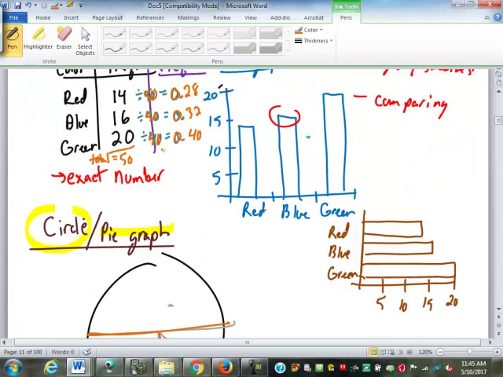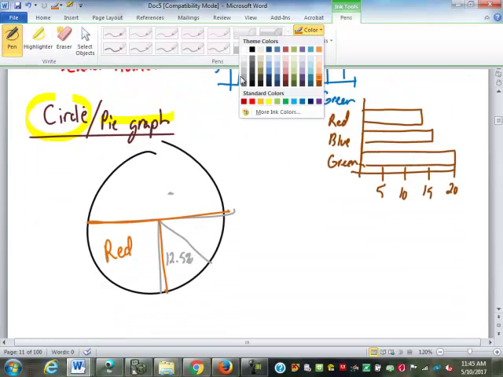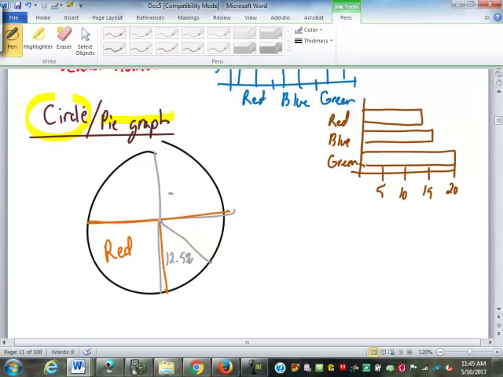The green is 40%. Well, if I think about that, this is a quarter, which is 25. This is 12.5. 25 and 12.5 would make 37.5 total here. So 40% is going to be slightly bigger than that. So probably somewhere in there. So that is going to be my green. So the rest of this will have to be blue.